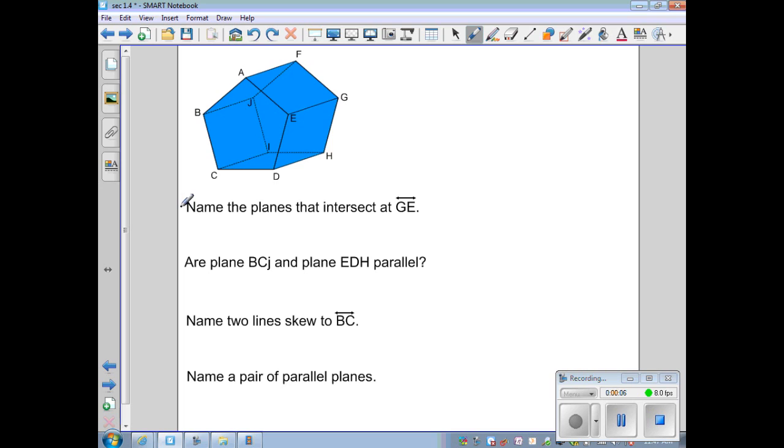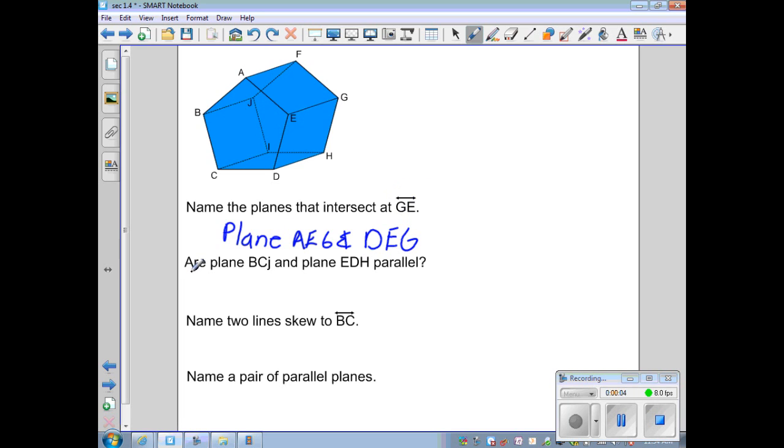Let's answer some questions referring to a different diagram. Name the planes that intersect at line GE. Two planes intersect, they intersect at a line. Here, the two planes are AEG and DEG. The easiest thing to remember is that when you generate the two planes, that they have the two letters that are also in the line.